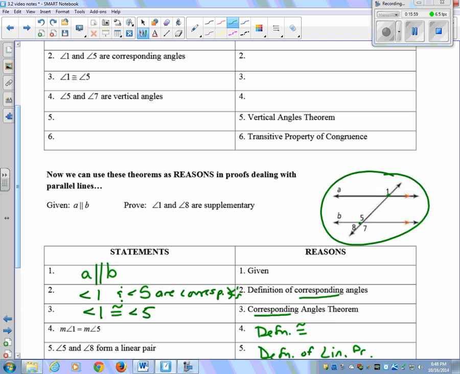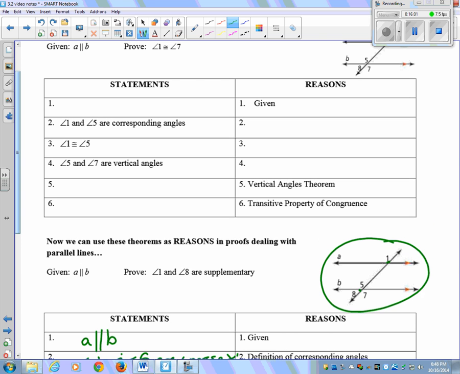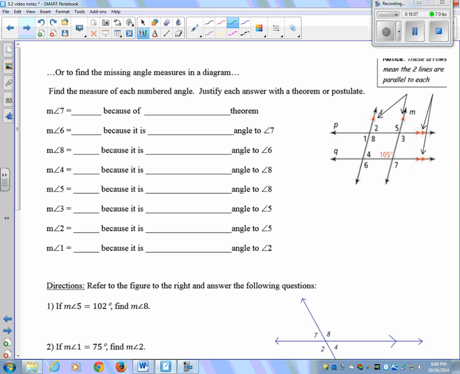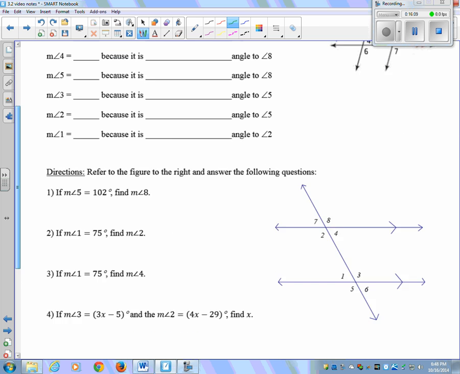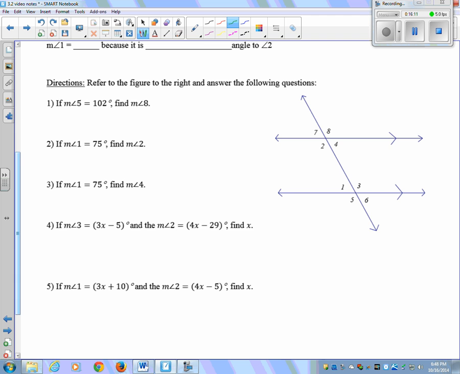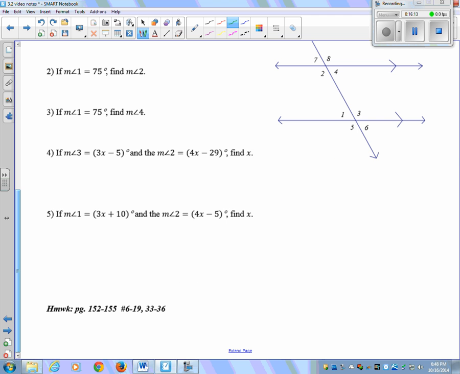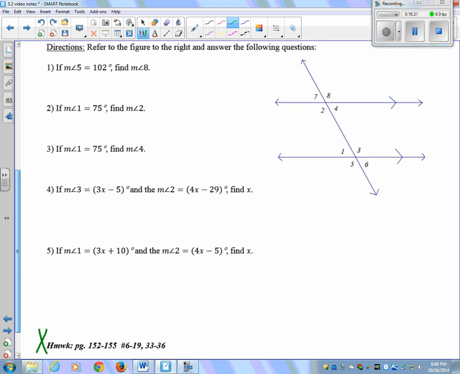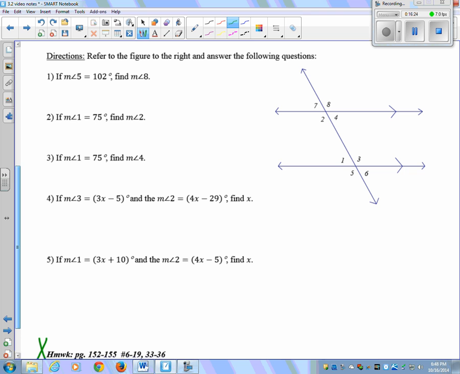At this point, I'd like you to try to fill out this proof on your own and try to do the problems on the last page of your notes sheet. You do not need to do this homework from the book. Okay, so just do what we left blank, and I will see you tomorrow.